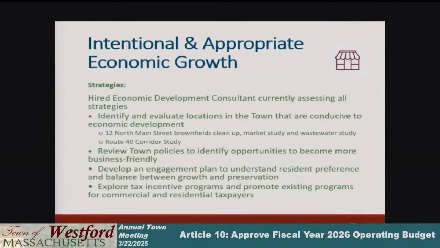This includes 12 North Main Street and the Route 40 corridor study, in which there was a resolution at town meeting 2 years ago. We're happy to report that we do have grant funding to complete that Route 40 corridor study, and we'll be moving forward with that later this year.